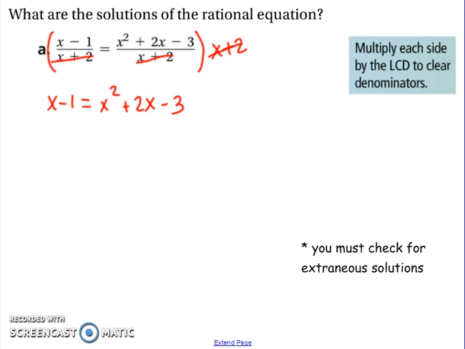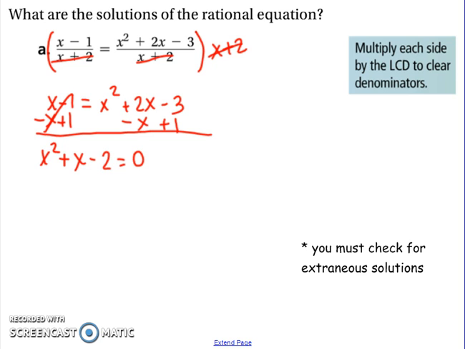So it's a quadratic. So we're going to bring everything to one side and set it to 0. So I'm going to subtract the x and add the 1. So now we have x squared plus x minus 2 equals 0. And now we're just going to factor.